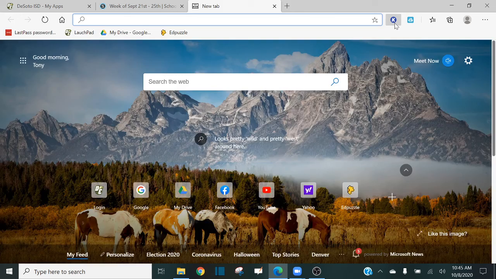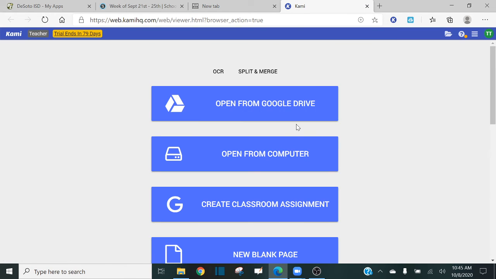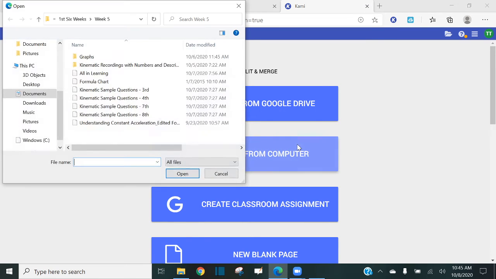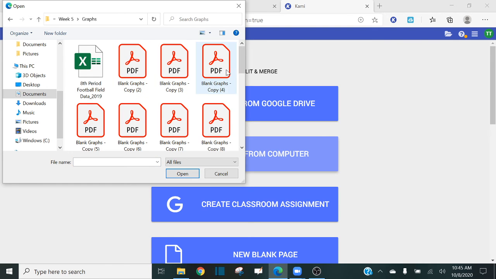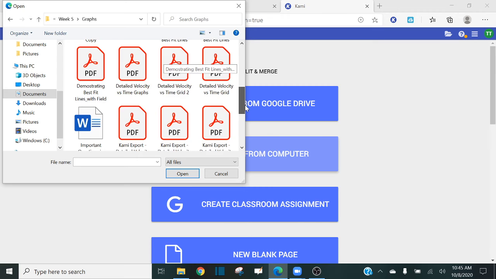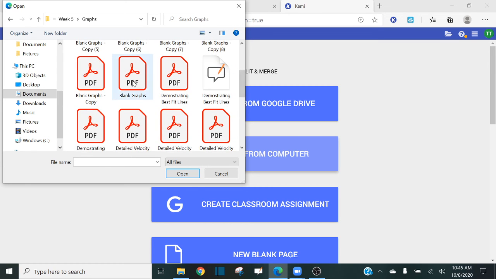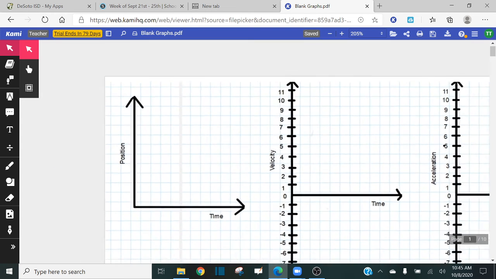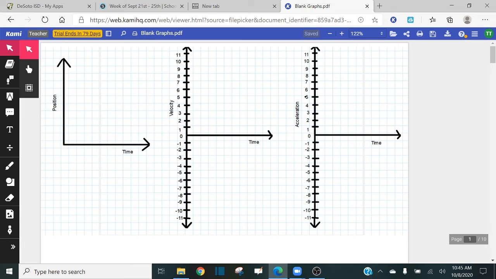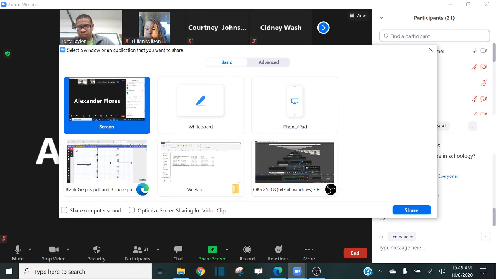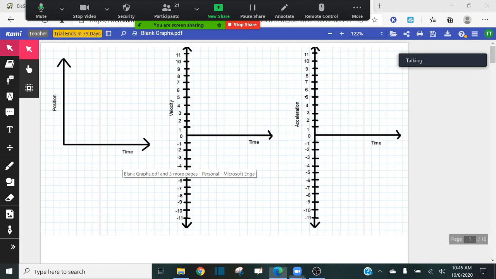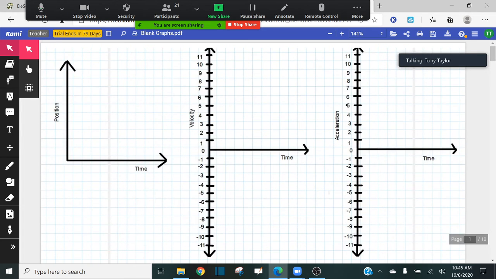Now, on the test tomorrow, it's going to be important that you guys know how to interpret graphs. Something that's pretty important. So on the test, we're going to mainly see position versus time graphs and velocity versus time graphs.